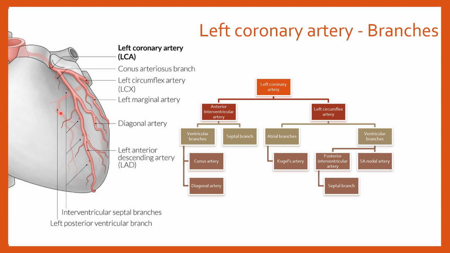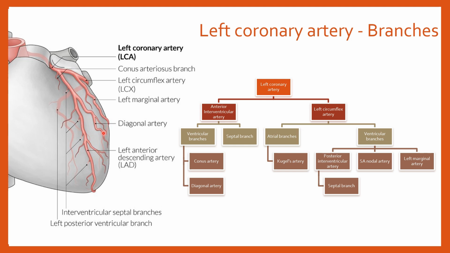The next branch is the sinoatrial nodal artery. So this arises from the circumflex in about 35% of the subjects. Then the next branch is the left marginal artery. So this left marginal artery is a prominent branch which follows the left border of the heart towards the apex.